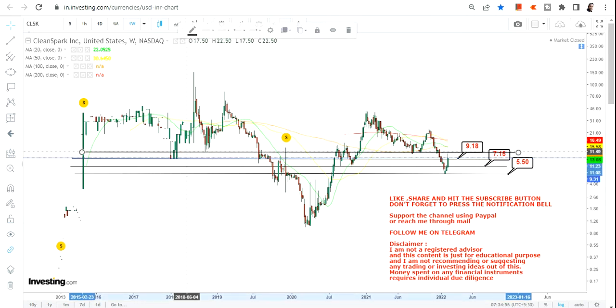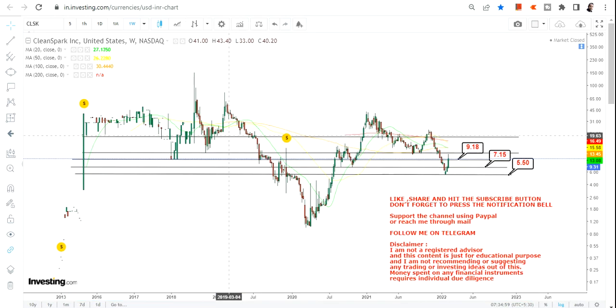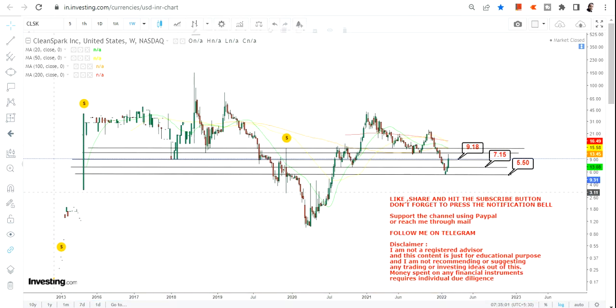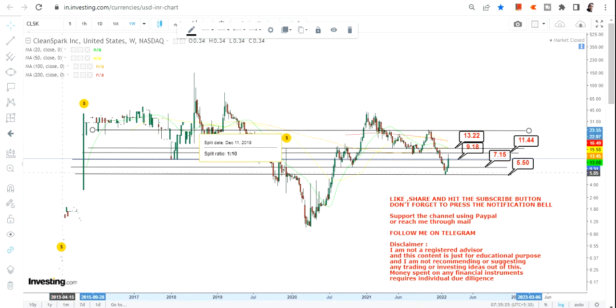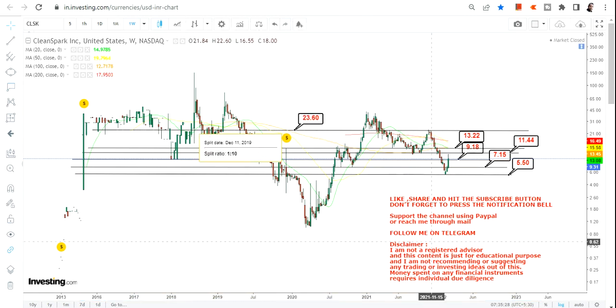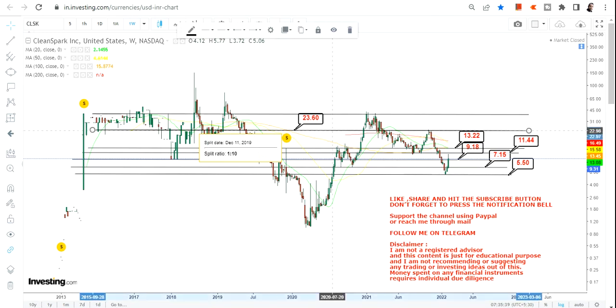So what do we have here? Above 9.18 is the question. Primarily, if the stock continues to trade above 9.18, we then have 11.44, and then we have 13.22. These are your two immediate targets that we are going to look at if the stock continues to sustain above 9.18. Now beyond 13.22, the range will expand to $23. So there will be a $10 expansion beyond 13.22, as you can see, towards 23.6.